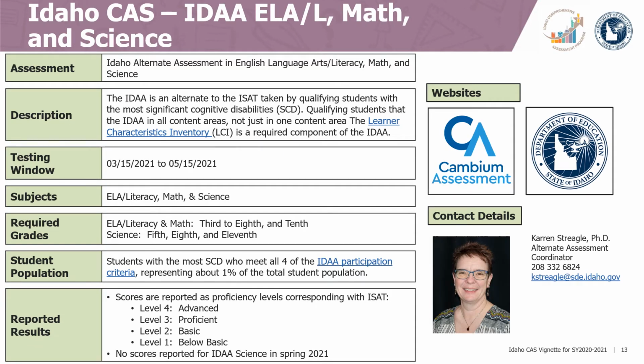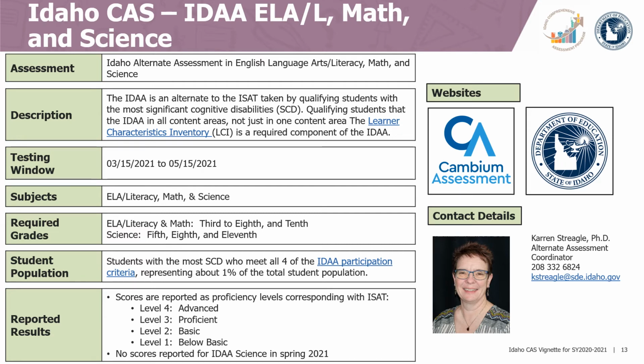Next is our Idaho Alternate Assessment in ELA Literacy, Math, and Science. Remember, these assessments are an alternate to the ISAT and given to students with the most significant cognitive disabilities. The LCI is a required component of the IDAA. The IDAA's testing window is scheduled to open on March 15th.